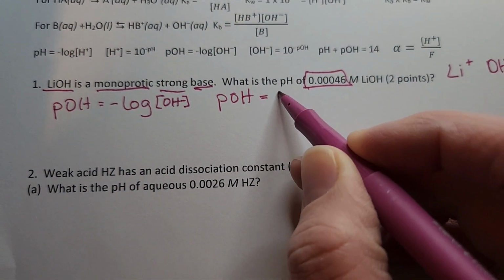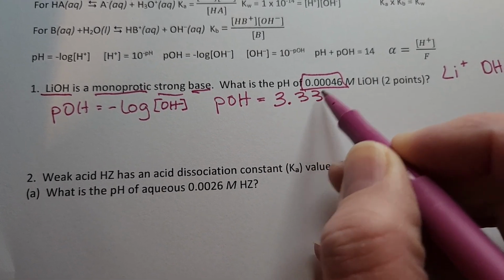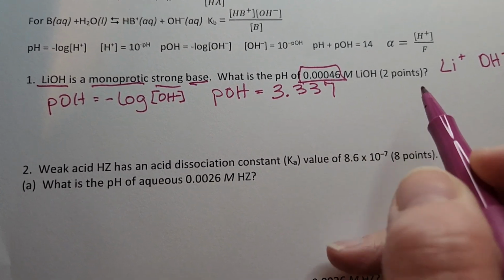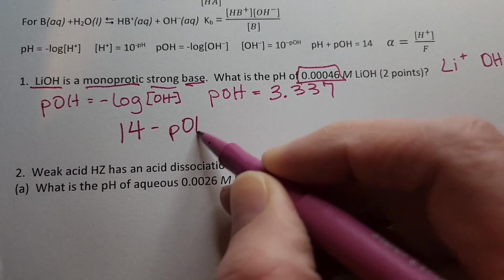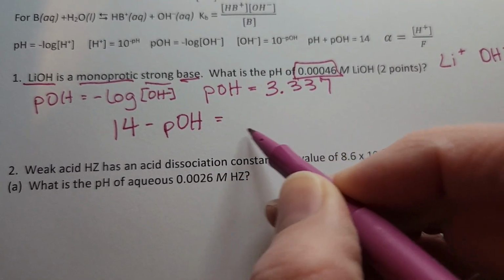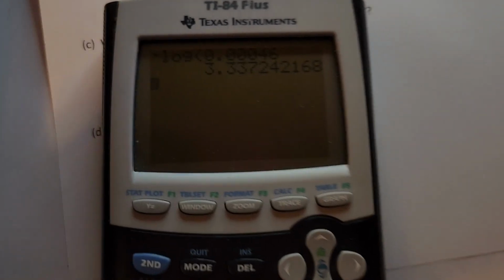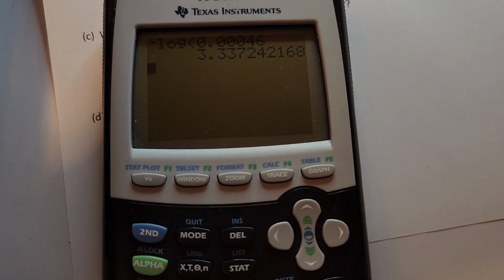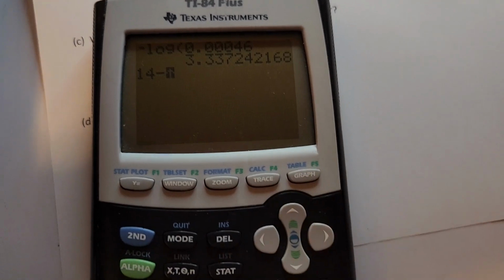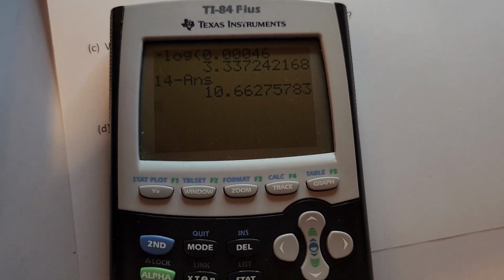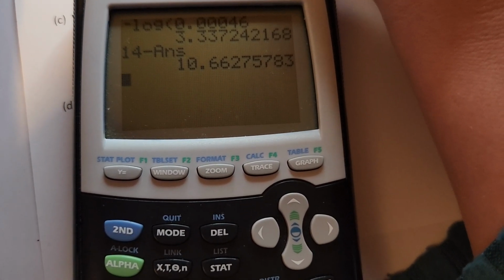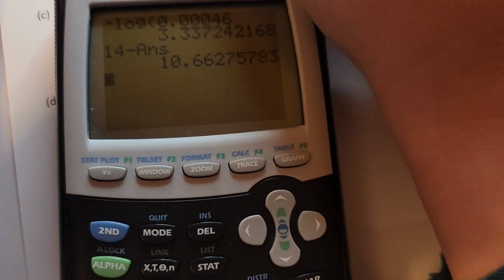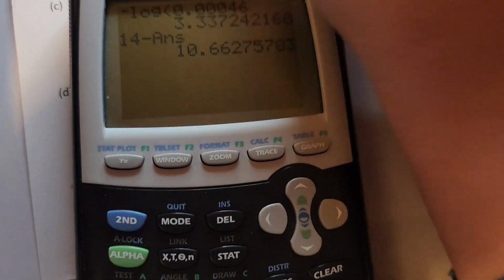So our pOH is equal to 3.337. But remember, we're trying to find pH, so we've got to take 14 minus our pOH, and that's going to give us our pH. On my calculator, this is why I really like this model, we're just going to do 14 minus answer, and that's going to give us our pH is equal to 10.66. And that is question number 1 solved.